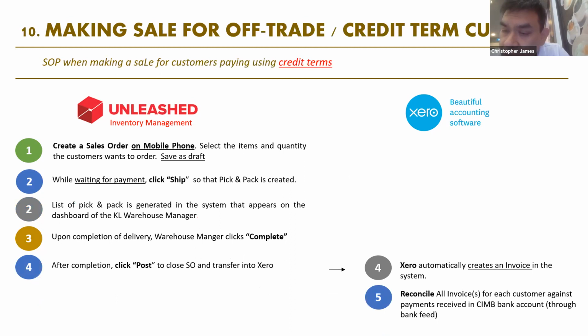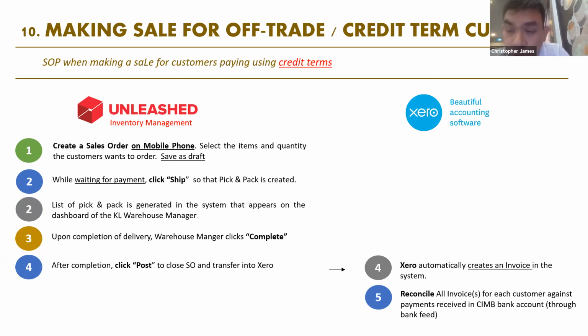Okay, credit term. This is for all our customers on credit term, right? They get 30 days, 60 days, 100 days, whatever. Same thing. Either Makey or the salespeople can do it. They just go and create the sales order, right? They put their name and put it as draft.